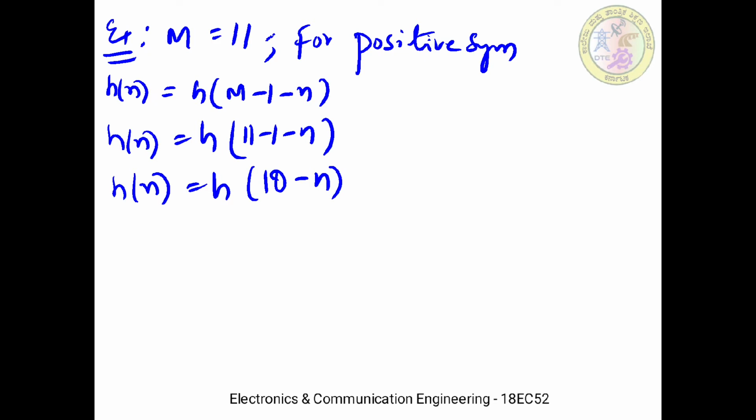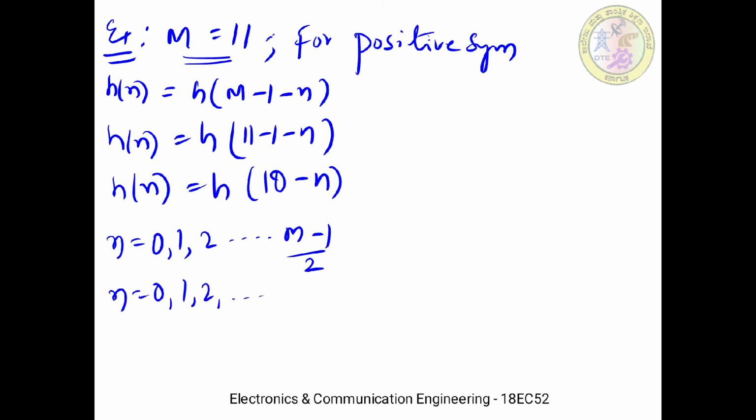So what is the range of n values here? The range of n values is n equal to 0, 1, 2 up to, as m is odd here, it should be (m minus 1) by 2. So n equal to 0, 1, 2 up to, with m equal to 11, 11 minus 1 is 10, 10 by 2 is 5. Therefore now you can calculate h of n for 0, 1, 2, 3, 4 and 5. So this is the range of n values.